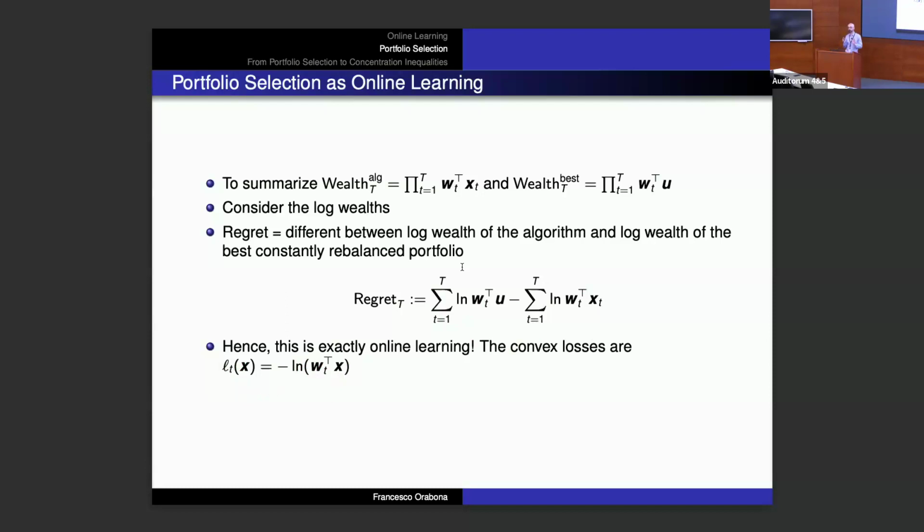So we transformed our problem of portfolio selection into an online learning problem in which all the losses that you receive are convex. There is nothing stochastic. They are chosen by the market that we assume to be adversarial in the sense that it can be anything. Okay. Any question till now? Is it clear, the setup?